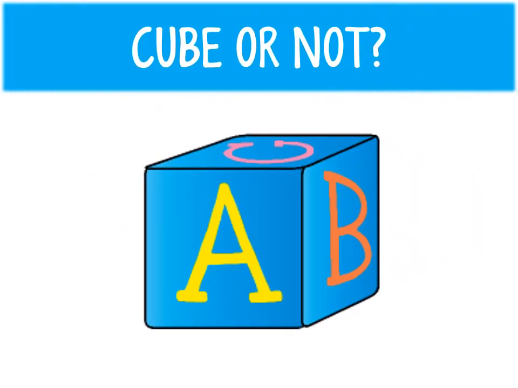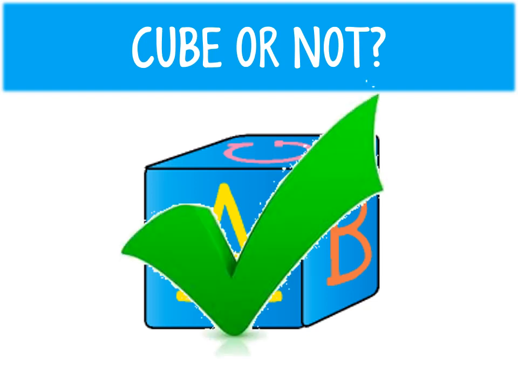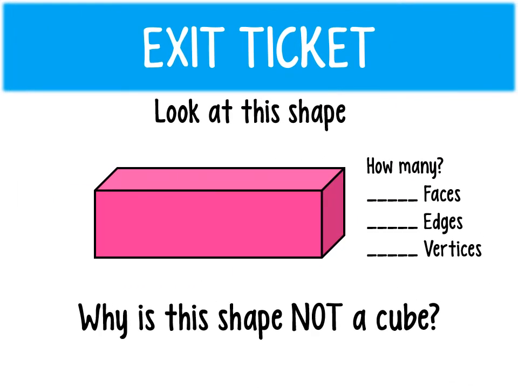How about this little baby toy? Is this guy a cube? Yes, this is a cube because it has 6 square faces. It's made up of only squares. All right, nice job. Now, for your exit ticket, I want you to look at this shape. I want you to count how many faces, how many edges, and how many vertices this shape has, and tell me why this shape is not a cube. Faces, edges, vertices, tell me why this shape is not a cube.